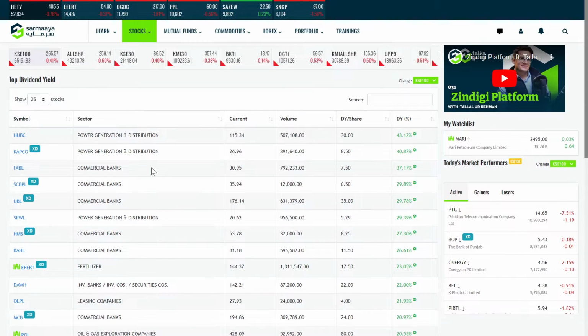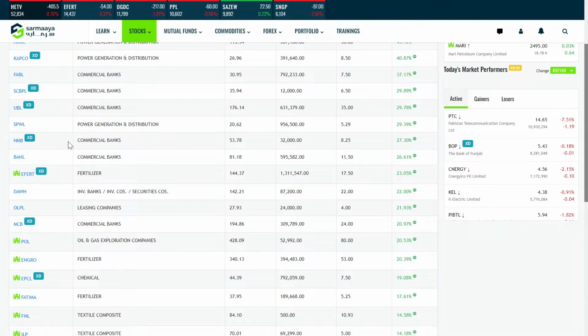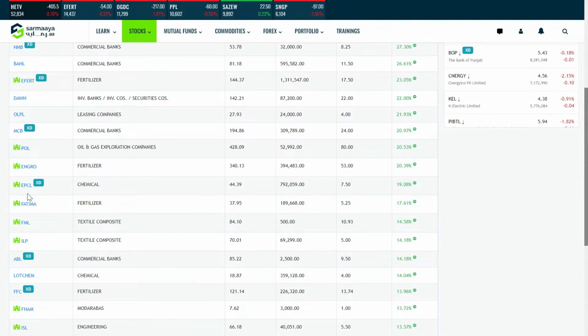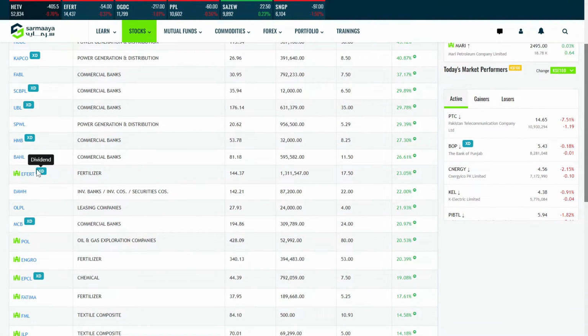One thing that I have liked on the Sarmaya.pk website is that they have identified the companies which are Sharia compliant by giving a symbol of a green mosque before each company's name. Like here you can see that EFERT is Sharia compliant, then similarly POL, Engro, and there are other companies. But here you can see that Faysal Bank and these banks, none of the banks is mentioned as Sharia compliant.